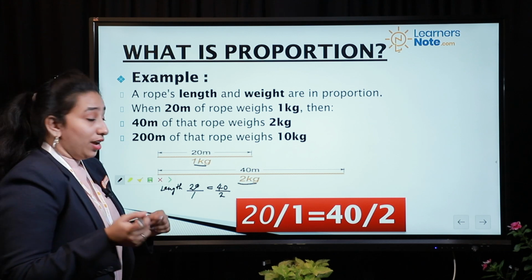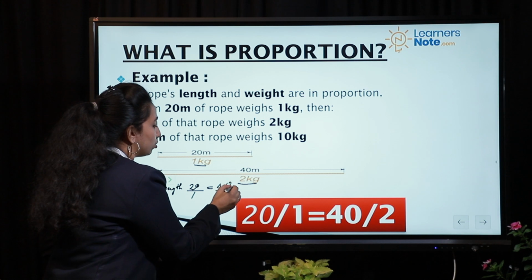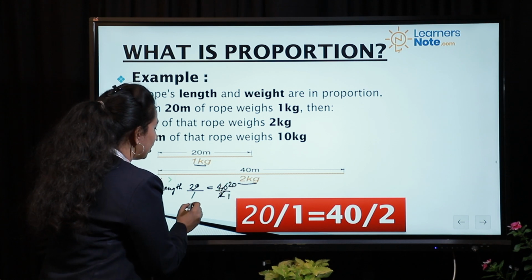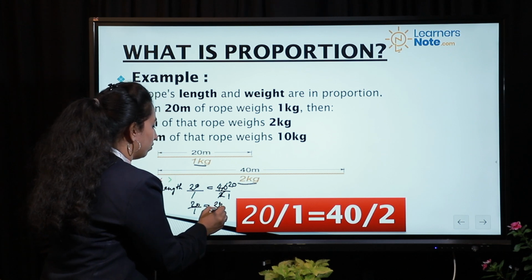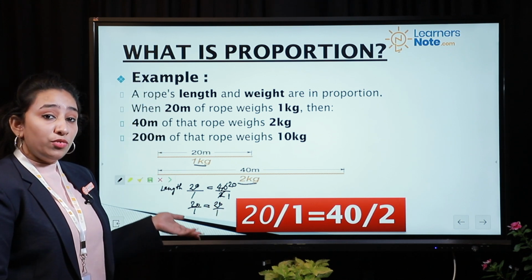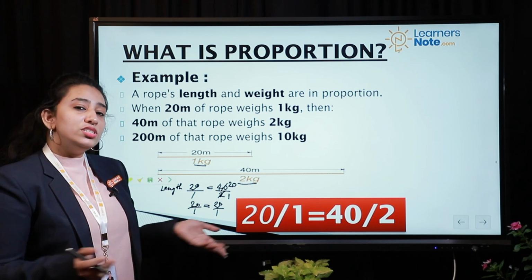It's nothing but, I again can just simplify this. This is nothing but 2, that is 20, and this is 1. Can you see that we got it as 20 by 1, that's equal to 20 by 1 itself? So you can see that this is in the same ratio, or the ratios are equal, and that's why we call that it is nothing but equal to same proportion.